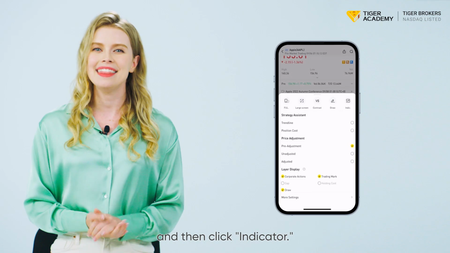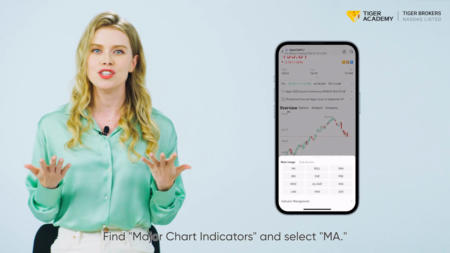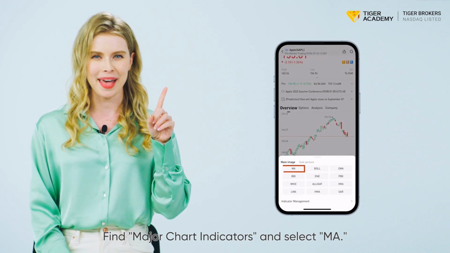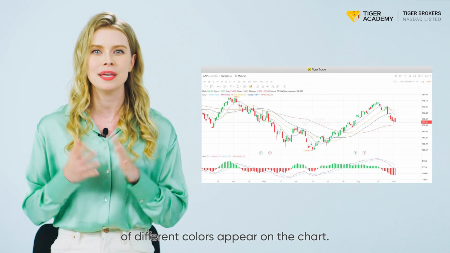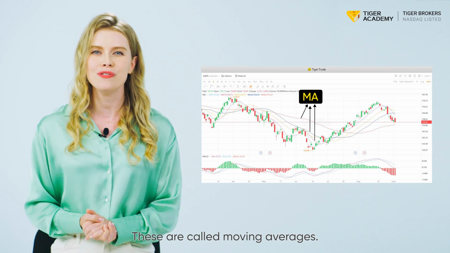Click Setting and then click Indicator. Find Major Chart Indicators and select MA. When you do this, you'll see several curvy lines of different colors appear on the chart. These are called moving averages.